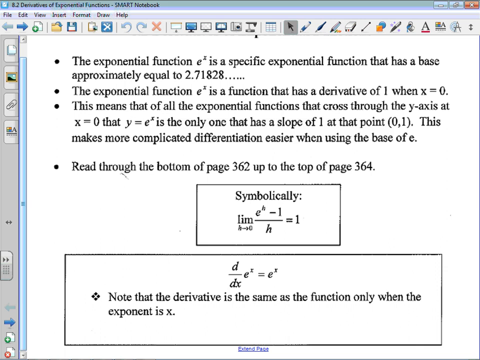And it's not something that you've dealt with before. They have the formula for it. They say symbolically the limit as h approaches 0 of e to the h minus 1 divided by h is equal to 1. I've added an additional video within this section to try to explain exactly what e is. And the best, I think, explanation of what e is, it's really the base that we use when we have something called continuous exponential growth.